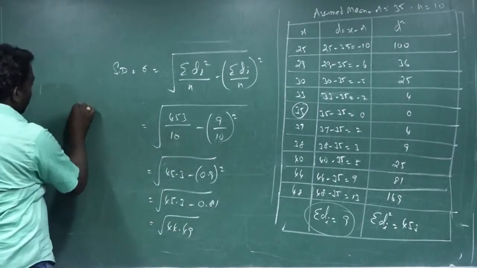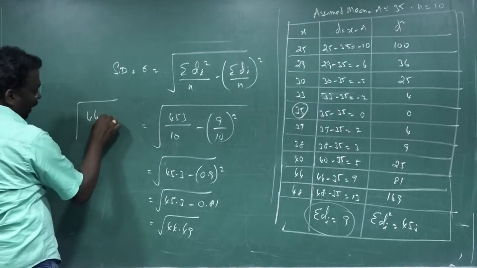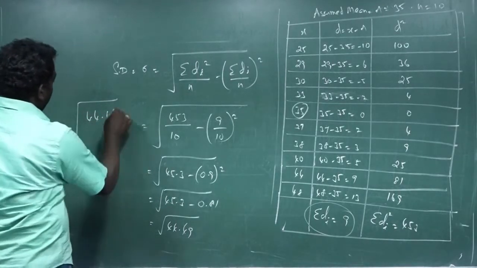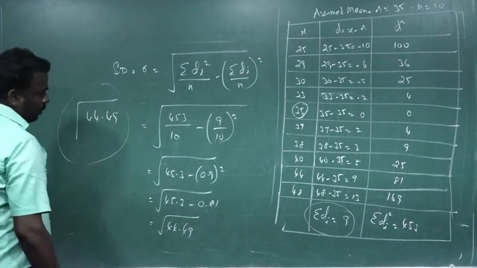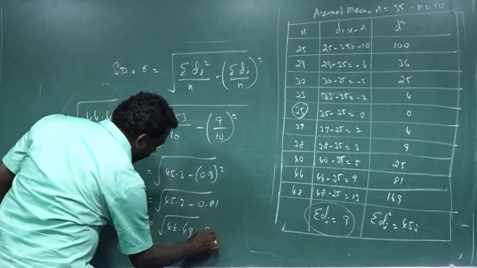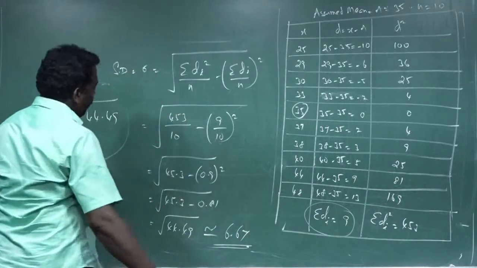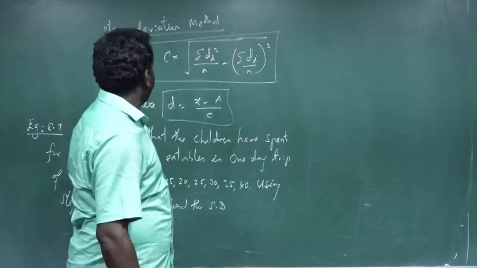By using the long division method, 44.49, you know how it is calculated, and using this long division method to solve the standard deviation, it is approximately 6.687. Come to the next method.